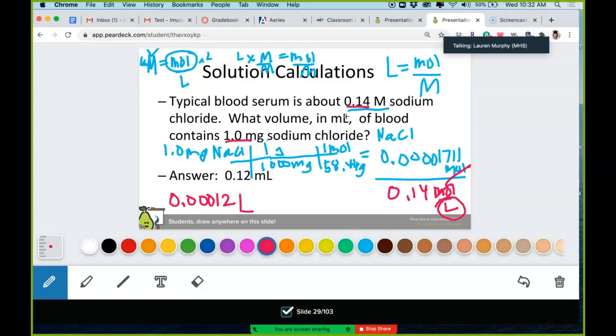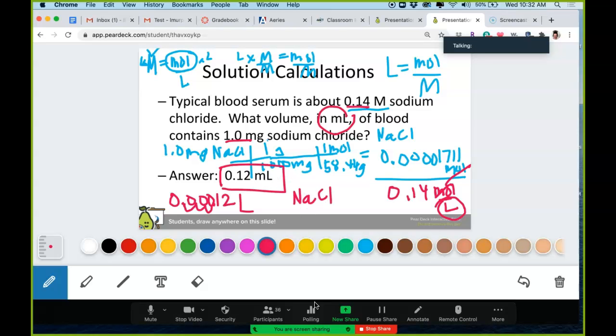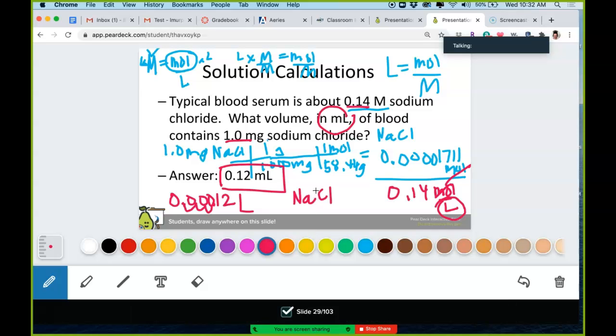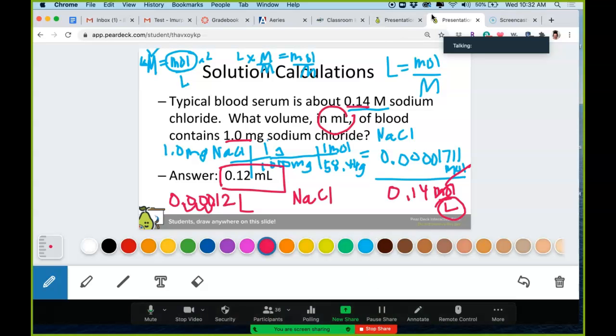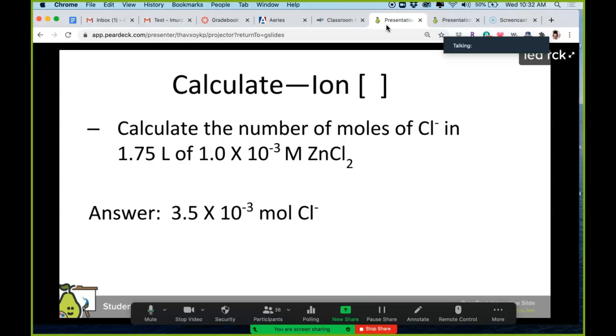But they asked for milliliters. So there are 1,000 milliliters in a liter. So you would move the decimal 3 to the right, and you end up with 0.12 milliliters of sodium chloride in that solution. Do you have any questions about that? Okay. All right, so let's move on.